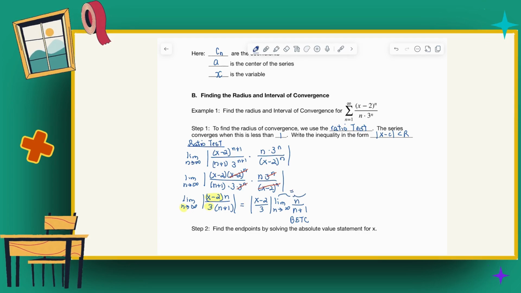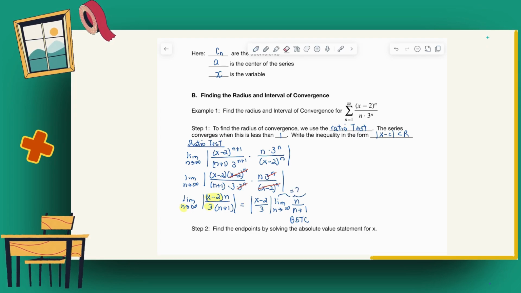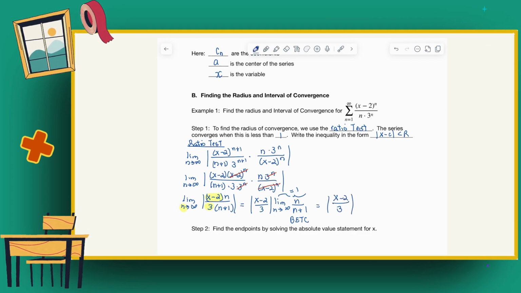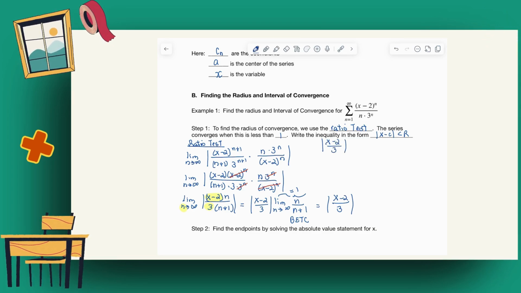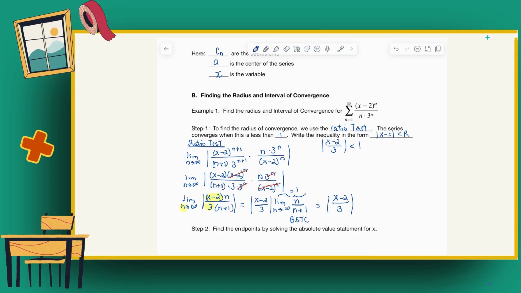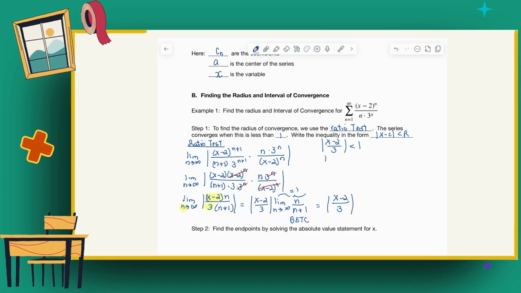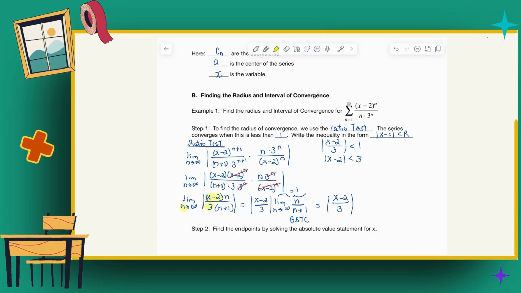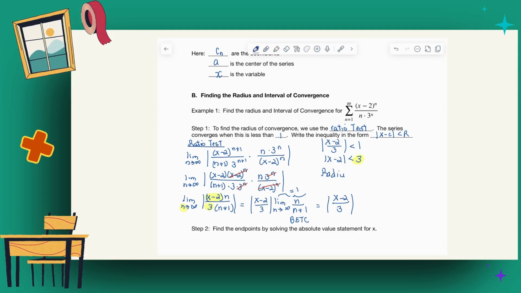Now, this is the case where the bottom degree equals the top degree, so the limit is the ratio of the coefficients, and that is 1 in this case. So I take 1 times the absolute value of (x minus 2) divided by 3. So that is the inequality I get from the ratio test. Now remember, this will converge if that is less than 1. So I set that absolute value less than 1. Now we're going to get it in the form that we want by multiplying each side by 3. So I get the absolute value of x minus 2 is less than 3. That means 3 is our radius of convergence.